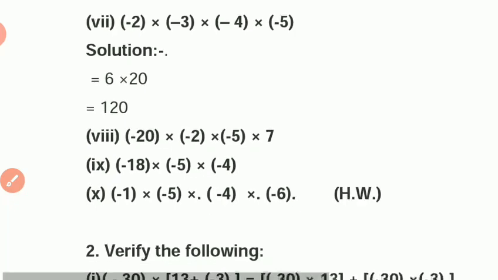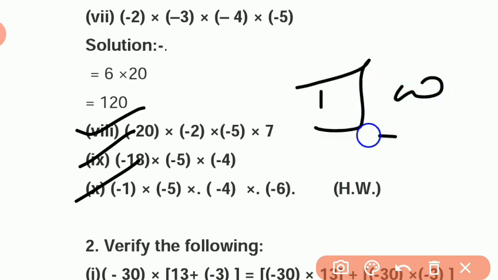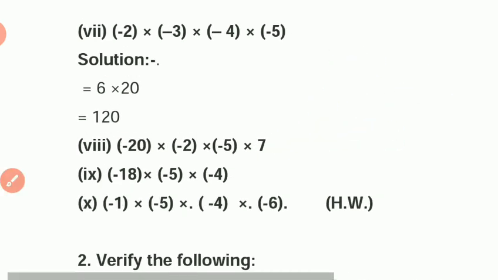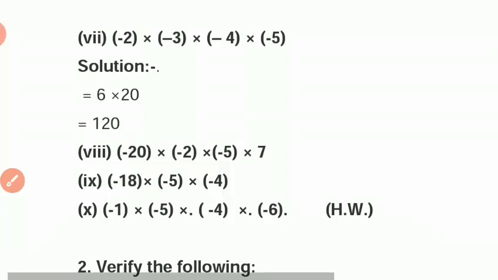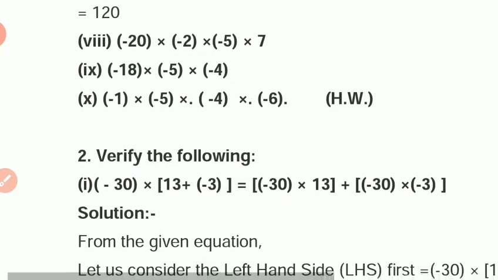Then questions number 8, 9 and 10 are your homework. I hope you have understood how to multiply integers, negative integers with positive integers, or more than 3 negative integers. Now I'll see question number 2.